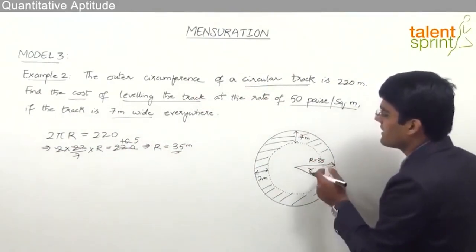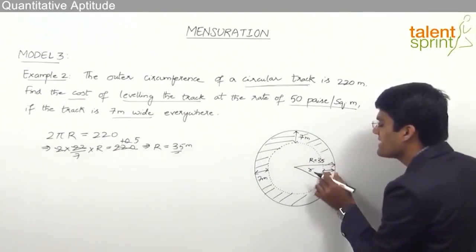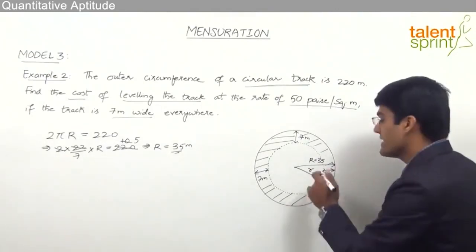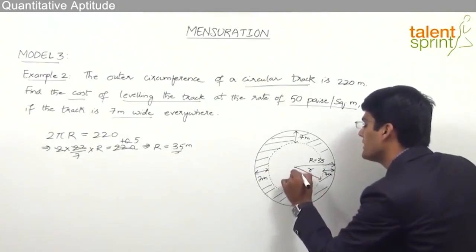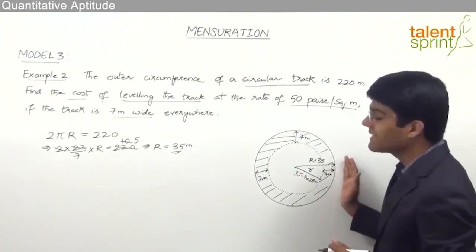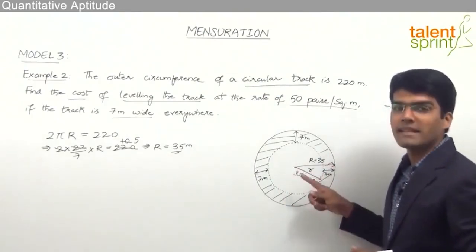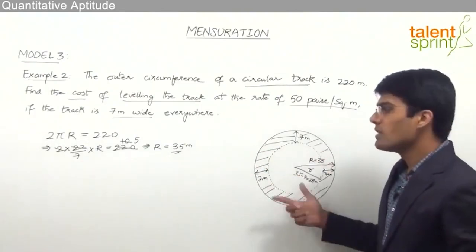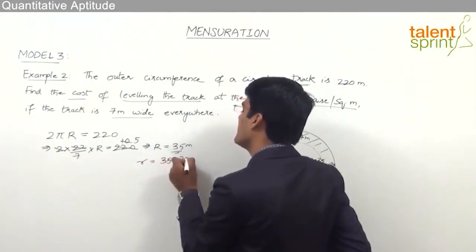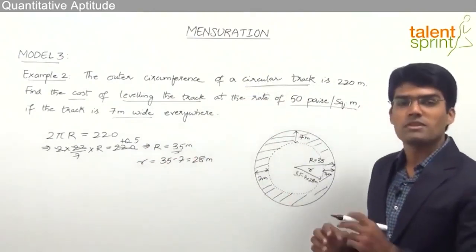Now if the outer radius is 35, we also know that the track is 7 meters wide everywhere. So the distance between the outer circumference and the inner circumference is 7 meters. So we can say that the inner radius r will be equal to 35 minus 7, that is 28 meters. Why? Because it is 7 meters inside the outer circumference. If this radius is 35, the inner radius will be 35 minus 7, because the track is 7 meters wide. So the small radius or the inner radius is 28 meters.